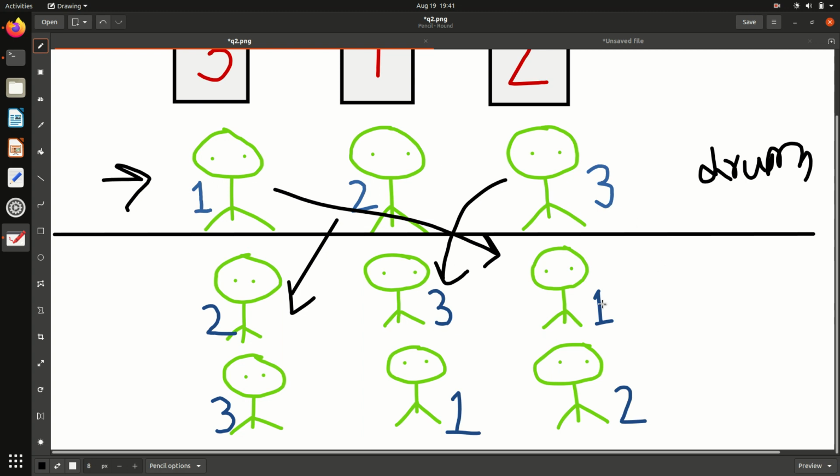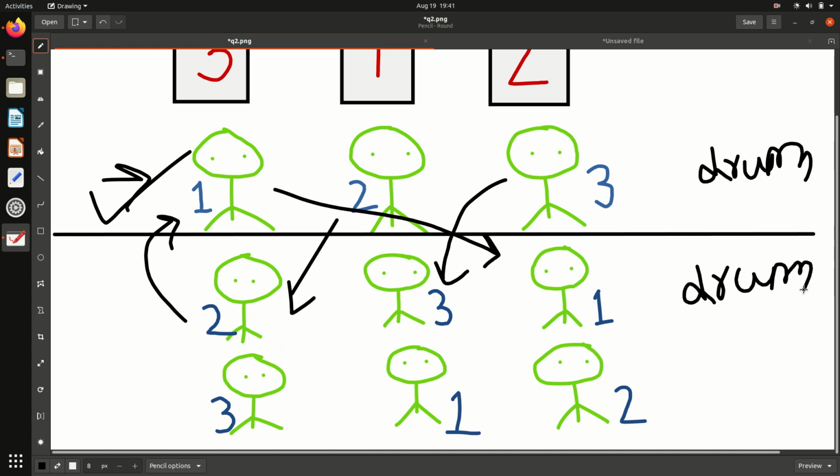So let us see. After the drum beat, they are not at their original position. 2 is on the first position, but it should be 1 in the first. So as you can see, both are not equal. So again we have to make the drum beat. The drum beat should continue until they are in the original position. So the original was this one. Now let us say I made another drum beat.